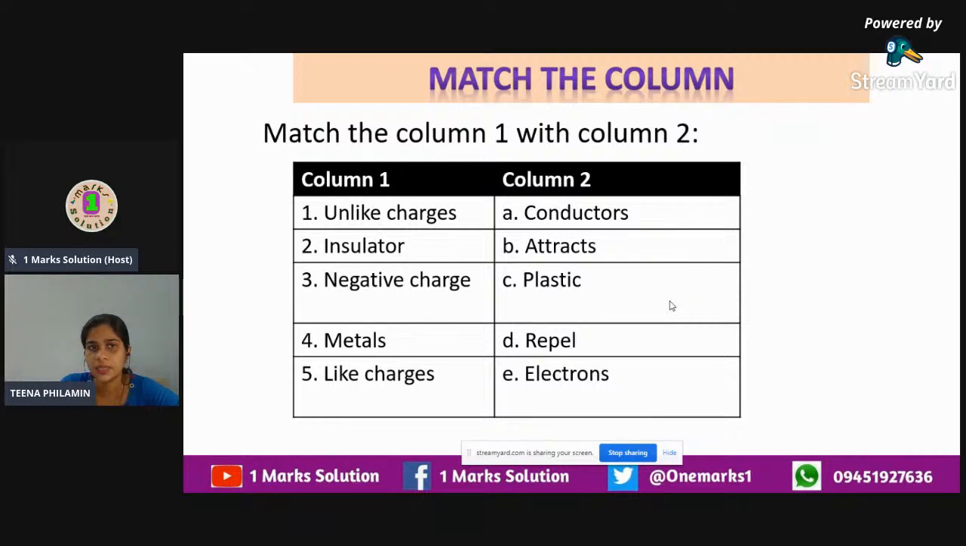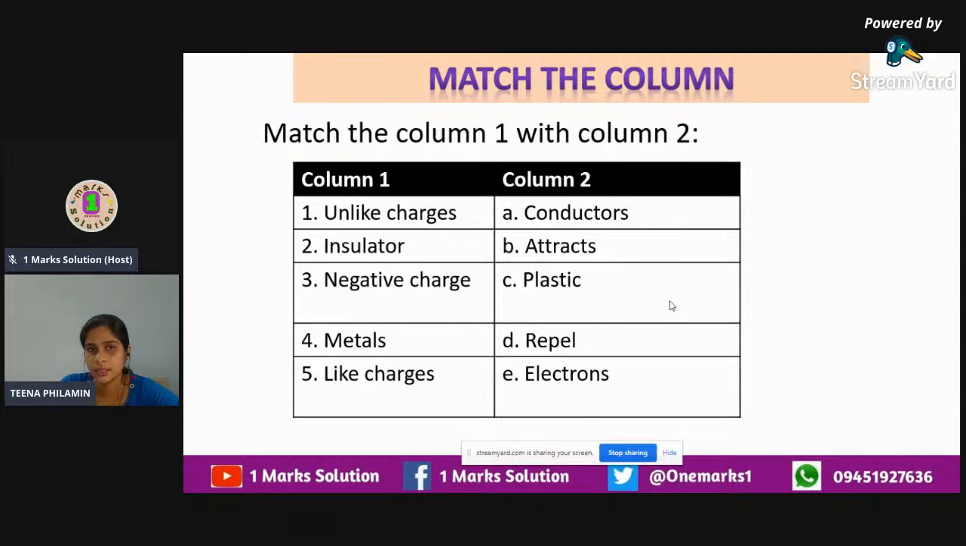Then second one is insulators. The peculiarity of the insulator is that it will not conduct heat and electricity because no free electrons are present in insulators. So it can be matched with plastics of column 2, as plastic is an insulator. Then third one is negative charge. In this chapter we studied that electrons are the charge carriers and electrons possess negative charge. So negative charge can be matched with E of column 2.